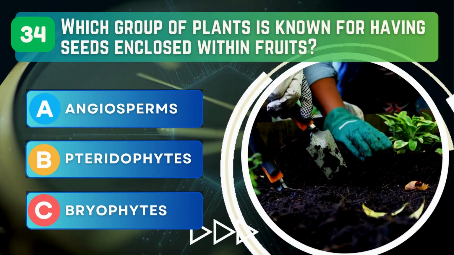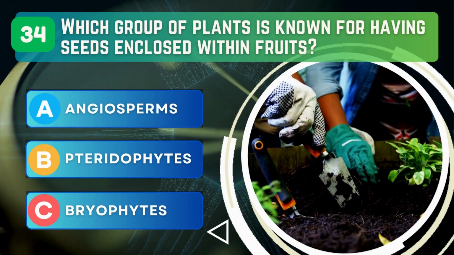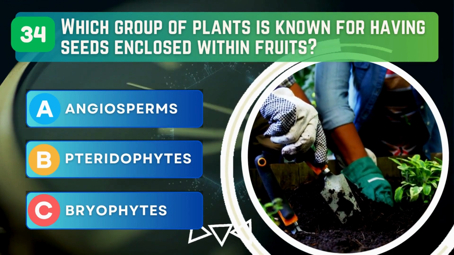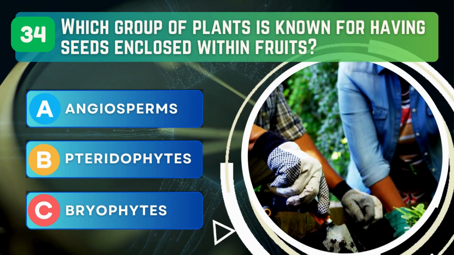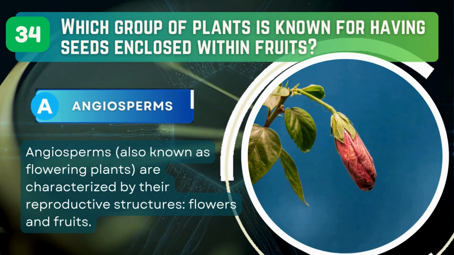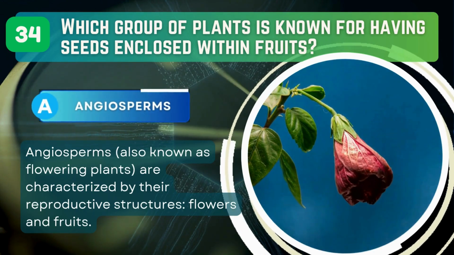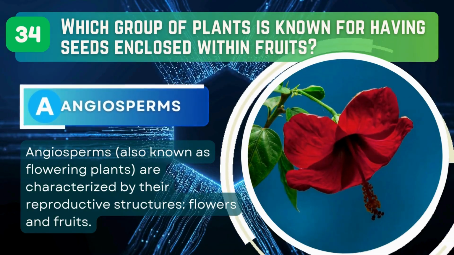Which group of plants is known for having seeds enclosed within fruits? Angiosperms. Angiosperms, also known as flowering plants, are characterized by their reproductive structures, flowers and fruits.